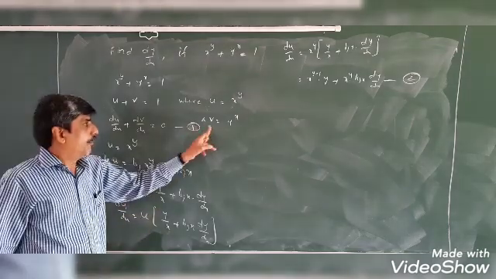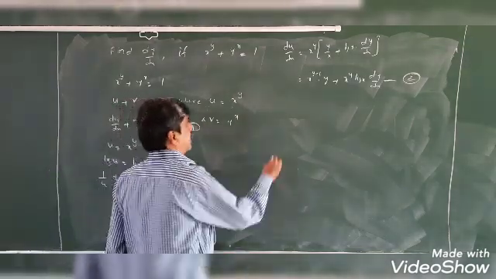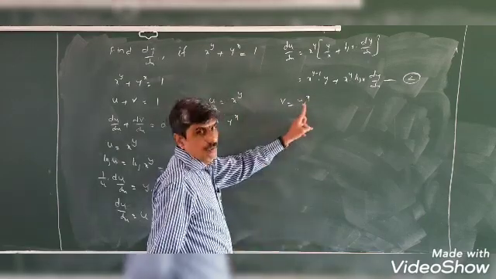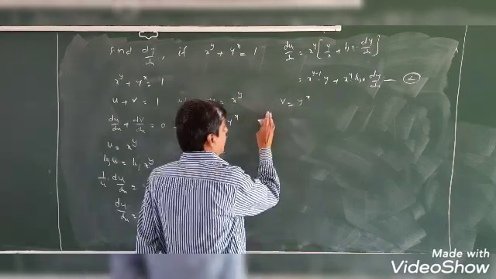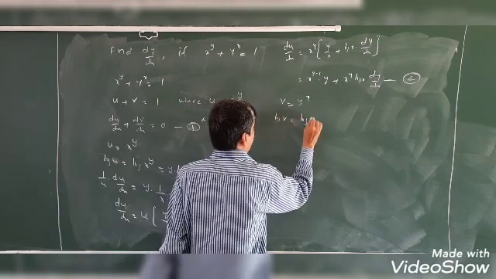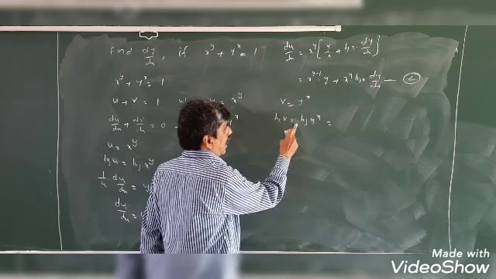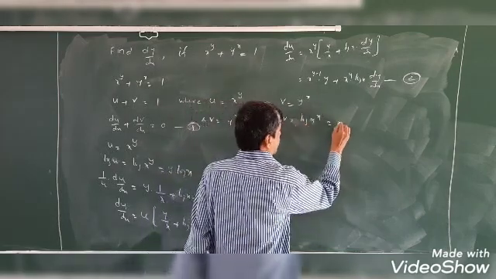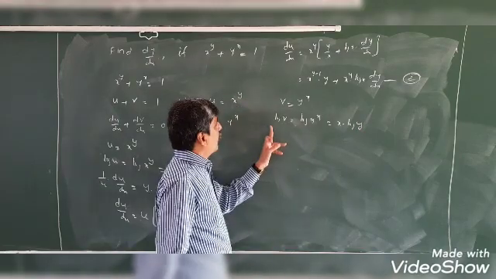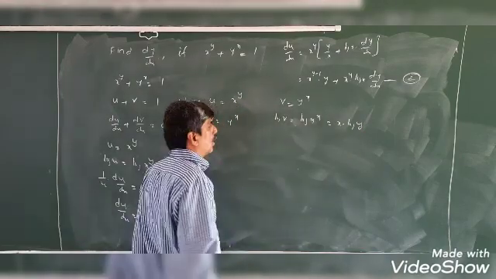Next, v is equal to y power x. So v is equal to y power x. Take log with base e on both sides. Then log v is equal to log of y power x. Log of x power m is m log x, so this is x into log y. Now differentiate with respect to x on both sides.